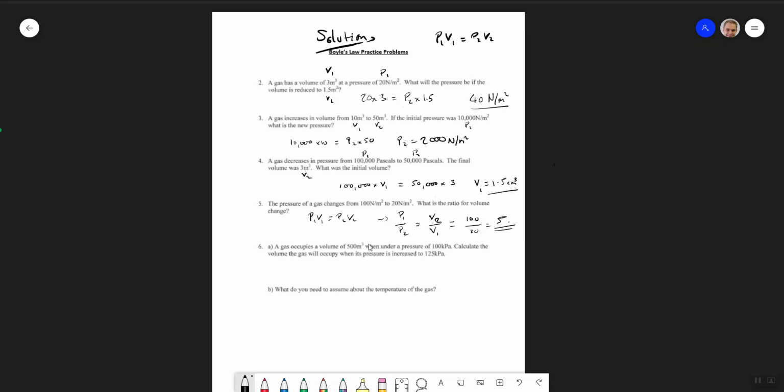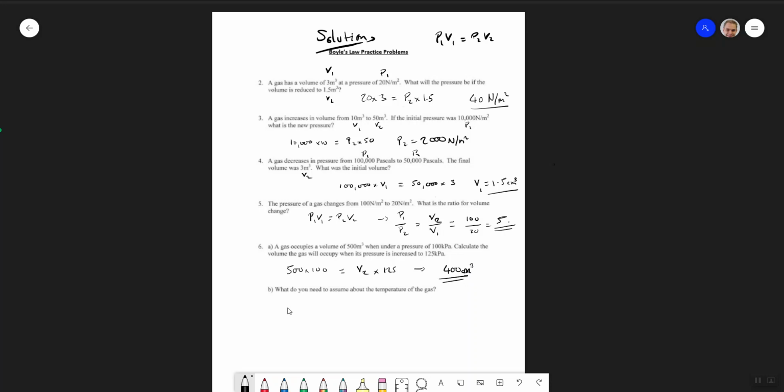A gas occupies a volume of 500 cubic meters and a pressure of 100 kilopascals. Calculate the gas volume. So again, we've got 500 times 100 is equal to the new volume times 125. So we've got 500 times 100 divided by 125. So we get 400. No, meters cubed, no, cubic meters.